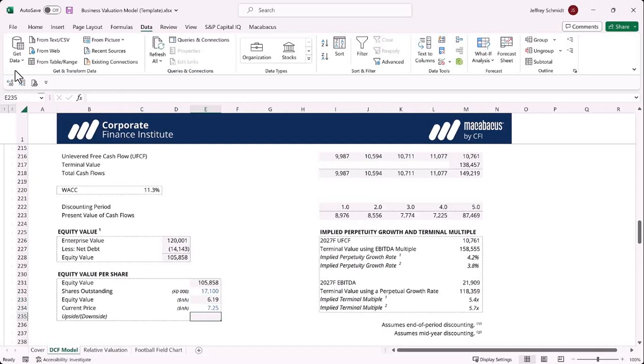The current price is $7.25. So let's just calculate the upside or downside. So the market price is saying this company is worth $7.25 per share. We just calculated $6.19. That's a 15% downside to the current market price. So again, we would probably not want to buy this stock.